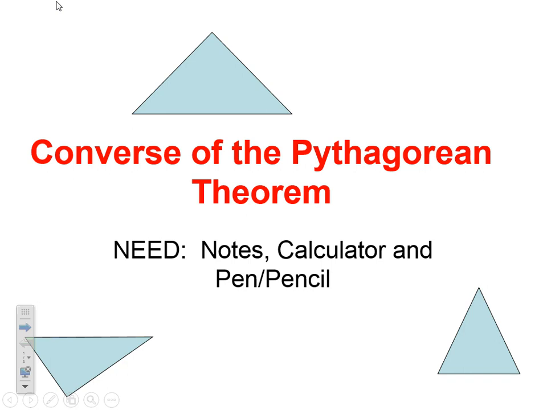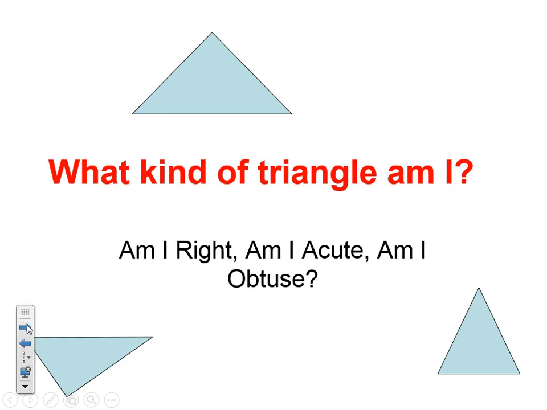So you're going to need out your notes, a calculator, and a pen or pencil. Here we go. Don't write this down, but today we're going to be talking about what kind of triangles we can have. We're either going to have a right triangle, an acute triangle, or an obtuse triangle.